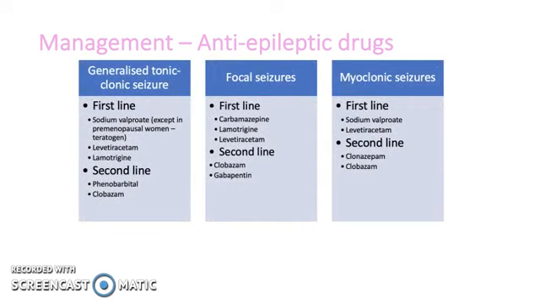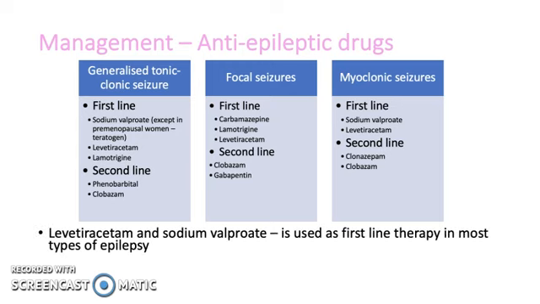Choice of anti-epileptic drugs depends on age, lifestyle, comorbidities, and type of epilepsy. Levetiracetam and sodium valproate are commonly used in most types of epilepsy as first-line management. Familiarize yourself with first-line drugs for each type of epilepsy and also be aware of common contraindications.